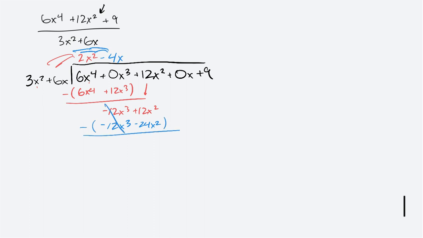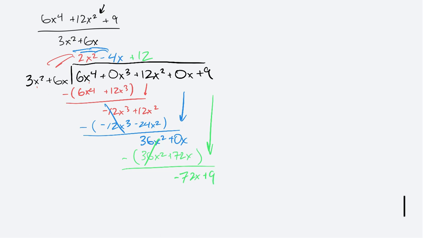Turns out positive. These cancel, which is good. This becomes 36x squared. Drop down the 0 plus 0x. Switch to green. 3x squared goes into 36x squared 12 times. 12 times 3x squared is 36x squared. 12 times 6x is positive 72x. I subtract, these cancel. I get negative 72x and positive 9 drop down here.